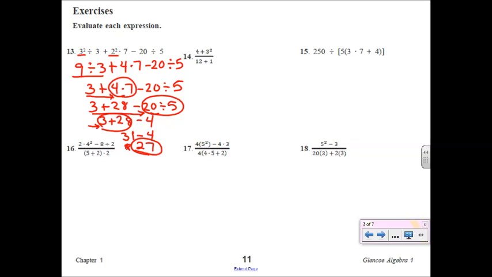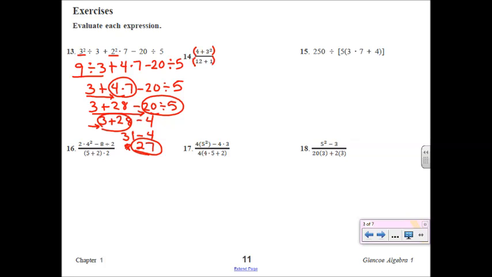In number 14, when we have a fraction like this, we're going to treat it as though the top is in parentheses and the bottom is in parentheses. And we're going to work through the problem all the way until we have just one number on top of one number. And then remember, fraction means division. So we take the top number divided by the bottom.